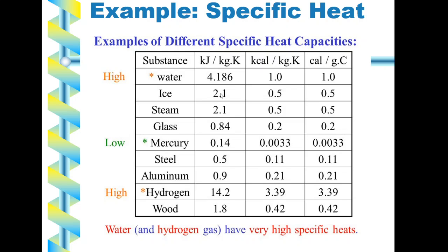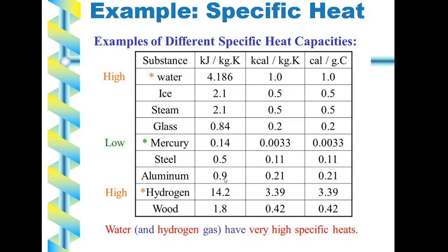Ice is 2.1, and this is in kilojoules, okay? So you'd need at least 2.1 kilojoules in your hand to get it there. Steam, 2.1. Glass is extremely low. So, of course, glass gets really hot really fast, so you can put it down. Mercury is even lower, okay?